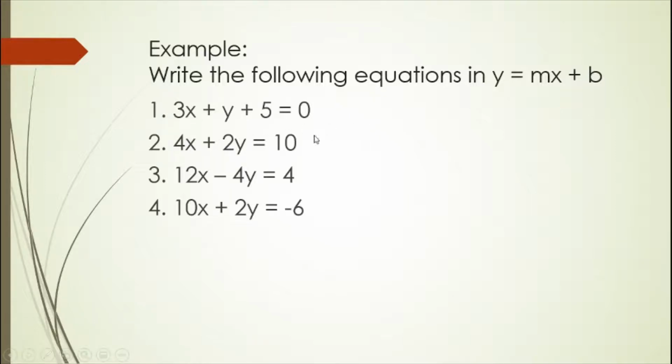So, number 1, 3x plus y plus 5 equals to 0. So, paano natin ito isusulat? So, tandaan na ang y lang ang ating kailangan maiwan sa left side ng equation. So, ang 3x at 5 ay dapat na malipat sa right side. So, by means of transposition, ay iwan ng y, at ang 3x ay magiging negative 3x, at ang 5 ay magiging negative 5. So, the answer is y equals to negative 3x plus 5.